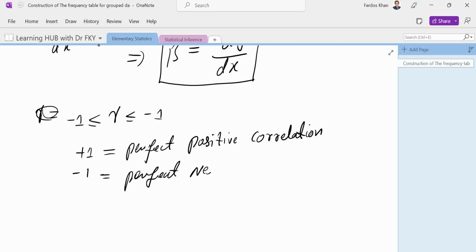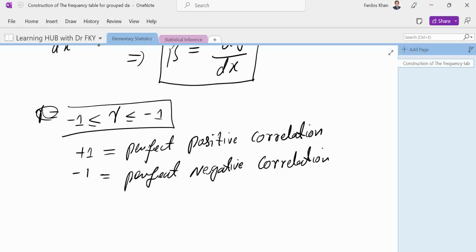And this is perfect negative correlation, and the value lies between these. And there is no such range for the regression coefficient. It can be greater than one, but with a different sign.